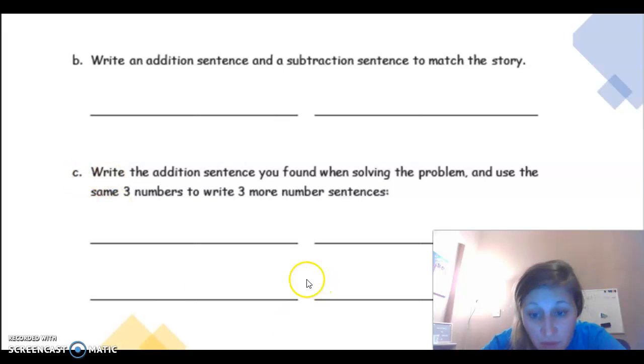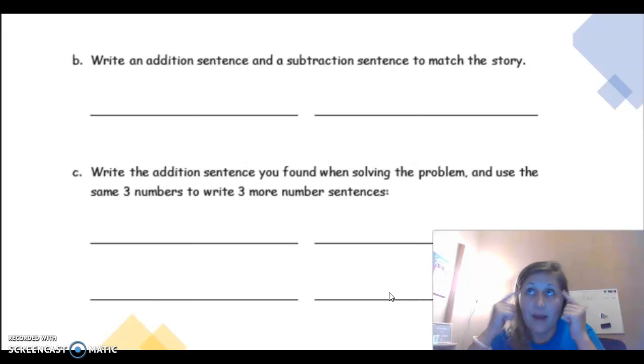Then what I want you to do here for C is write the addition sentence that you found when you solved. So take your addition sentence from up here and write it here, and then use the same 3 numbers to write 3 more number sentences. So at the end, you should have 4 number sentences that match the story. Okay, think about how many addition sentences you should have and how many subtraction sentences.